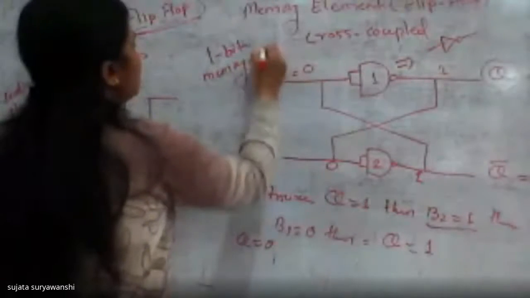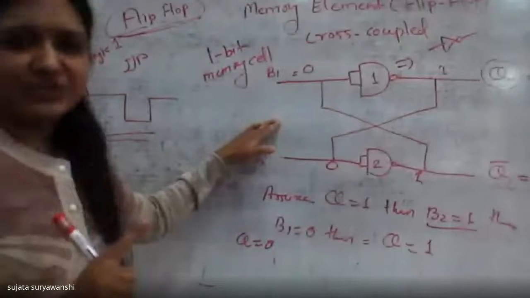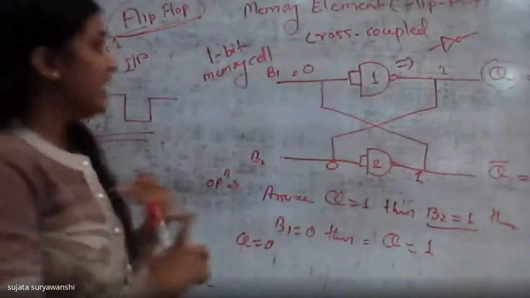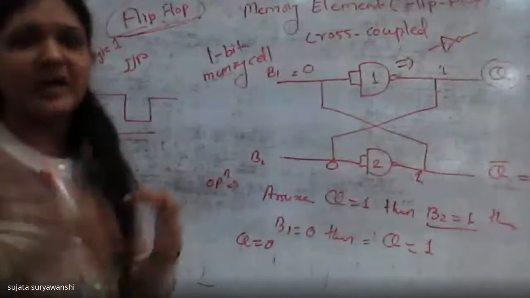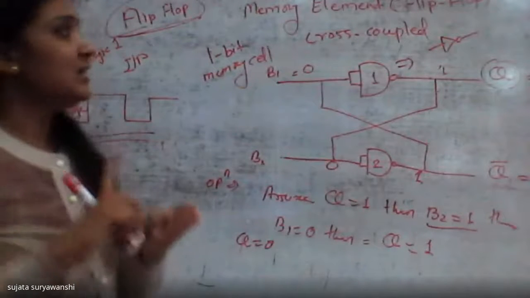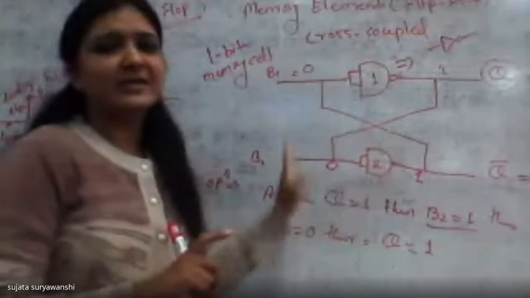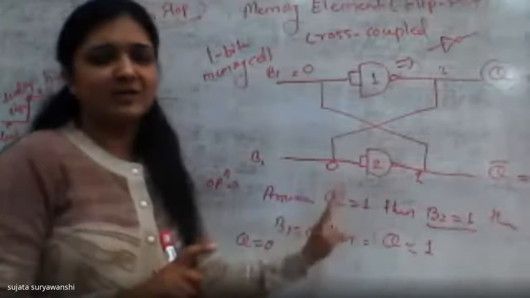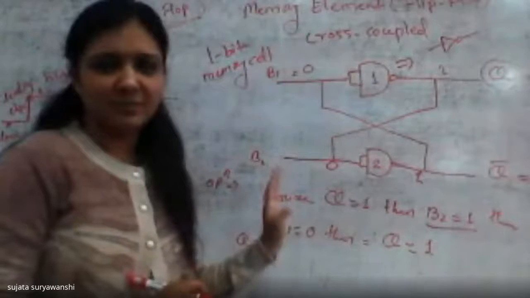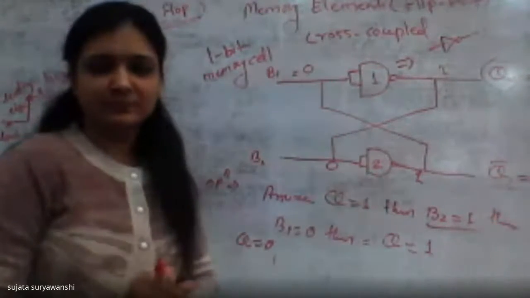This cell can store only a single bit. That's why it is called a one bit memory cell. Understood? Flip-flop is also called a memory element. It is also called a one bit memory cell because it is going to store only a single element. It is also called cross coupled because the output of one NAND gate is given as input to the other one, and the output of the second one is given as input to the first one. That's why it is called a cross coupled cell. Understood or any doubt?